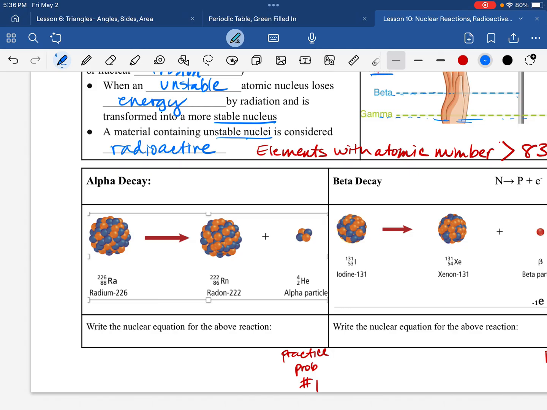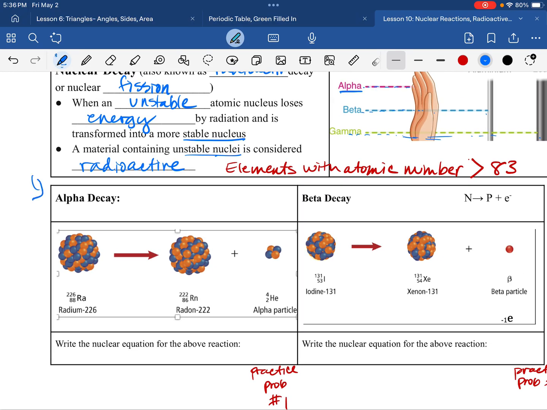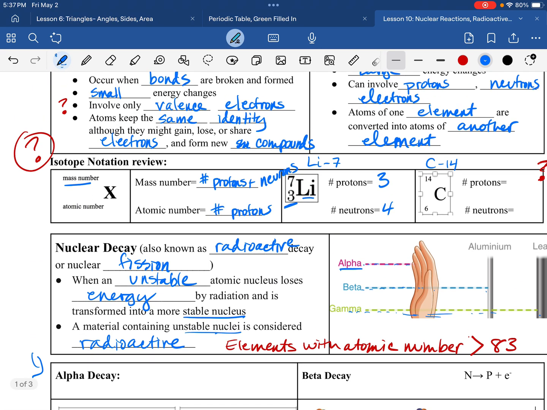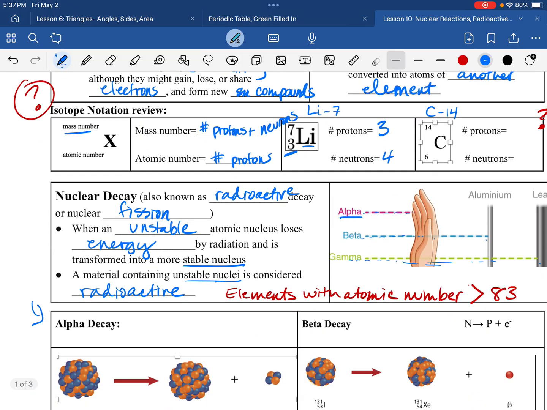Okay, so we're going to do one here, and then we'll save the others for the next video. So alpha decay. Actually, you know what? I'm going to save these all for the next video. So that's it for this video.